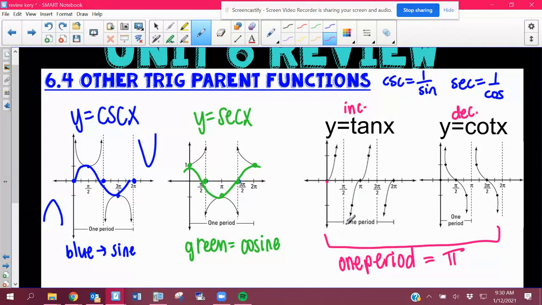Oh, I was like, why does it say one period? It means this is one period. Okay, or I guess this like middle to middle thing. Okay, so again, the other trig parent functions aren't super important. We're not going to transform them or anything. Just the thing you have to know about them is what the picture looks like. That's all you need to know. Either draw in your original function or remember that tangent increases and cotangent decreases.